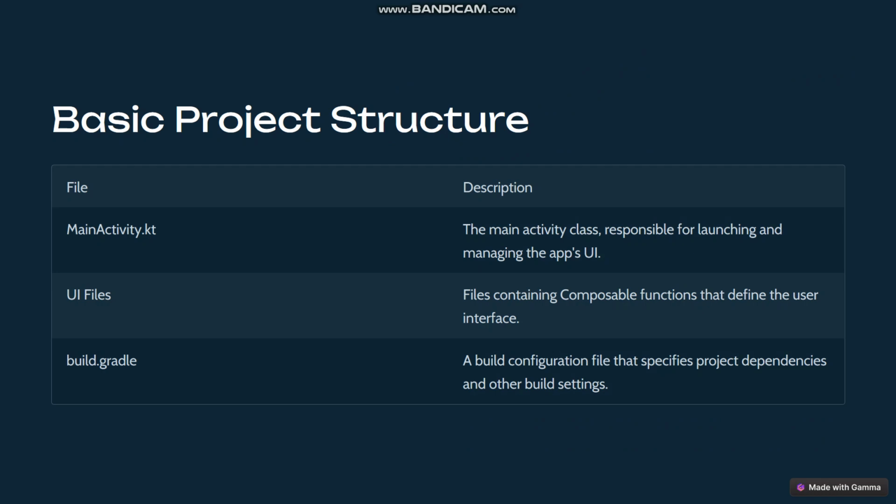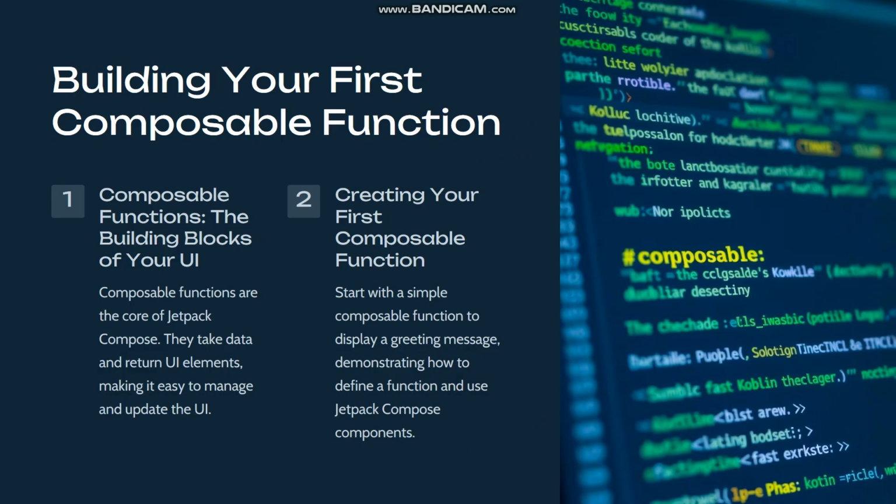MainActivity.kt is the main activity class responsible for launching and managing the app's UI. UI files contain composable functions that define the user interface. Build.gradle is a build configuration file that specifies project dependencies and other build settings. Building your first composable function. Composable functions: the building blocks.